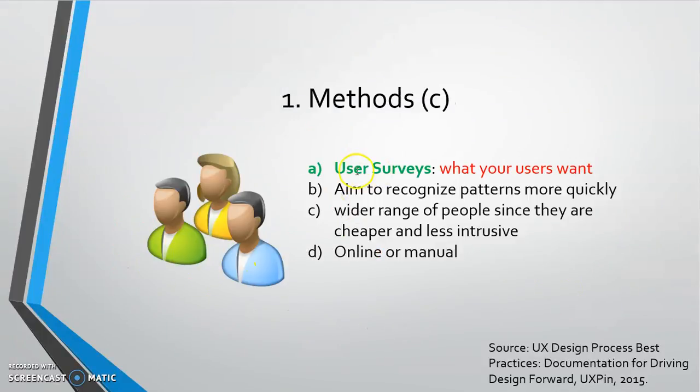The third method is user survey, whereby you can know what your users want. User survey is aimed to recognize the patterns more quickly compared to the interviews. You can have wider range of people since it is cheaper and less intrusive. You can do it online or manually.